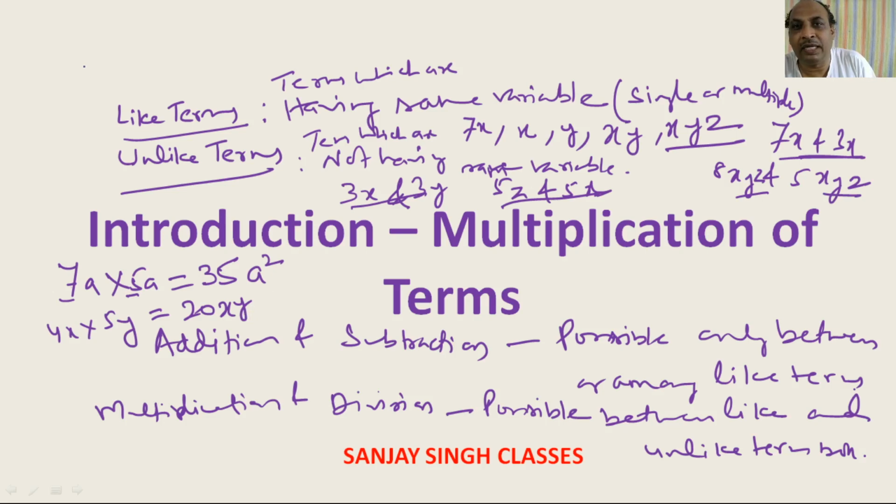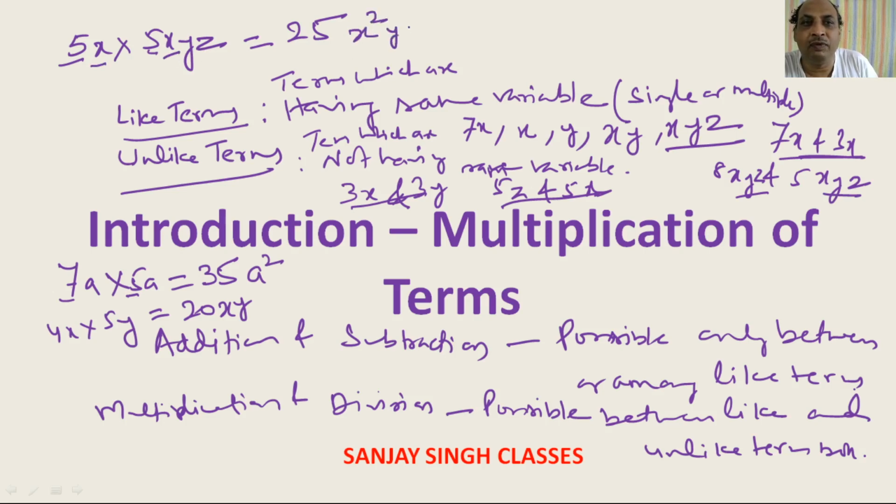Like another example I want to give, that we are given 5x into 5xyz. Now the coefficients will get multiplied, so it will be 25. Now here x is there, here x is there, so x into x gives you x square. The remaining y into z will be yz only. So in this way we are going to multiply. So if a square is there into a, it will become a cube. This is the law of indices. We need to apply the law of indices.